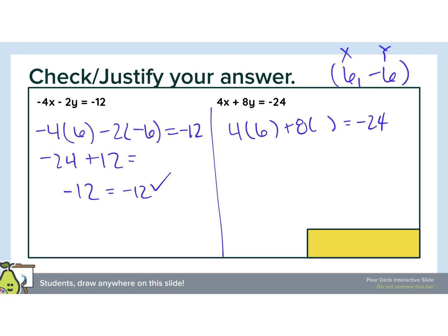Second equation, plugging in parentheses. X is 6, y is -6. 24 minus 48. Opposite signs, we subtract. We have more negatives. Second one checks out as well. We can put our answer in the box. 2 more practice problems.